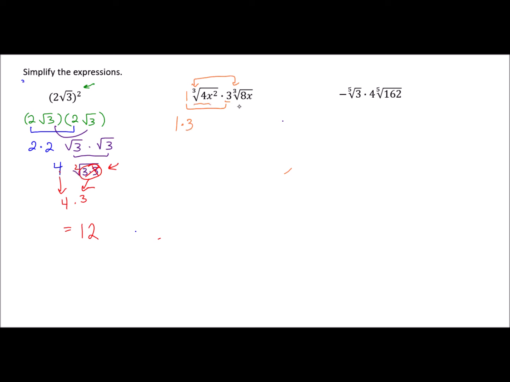And then we've got 2 radicals. We've got the cubed root of 4x squared times the cubed root of 8x. So we have got 2 radicals, and we're multiplying together, and they've got the same number. We're going to combine them into one radical, so 4x squared times 8x, and then 1 times 3, this out here is just 3. We'll carry that getaway driver, right?